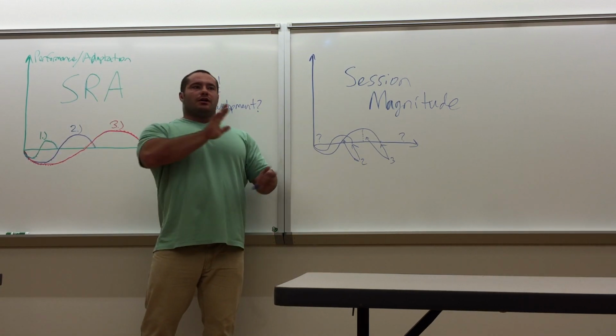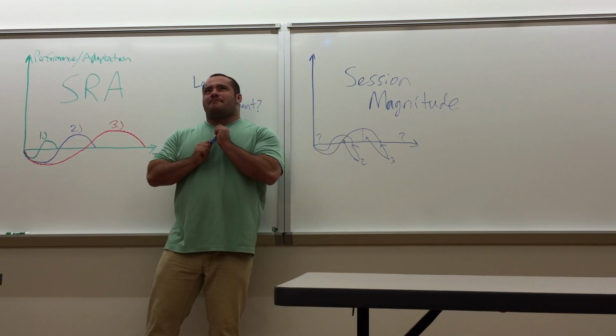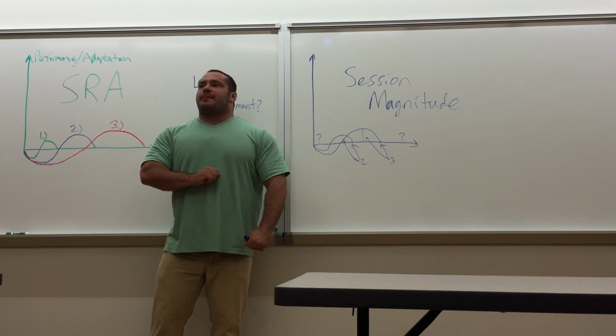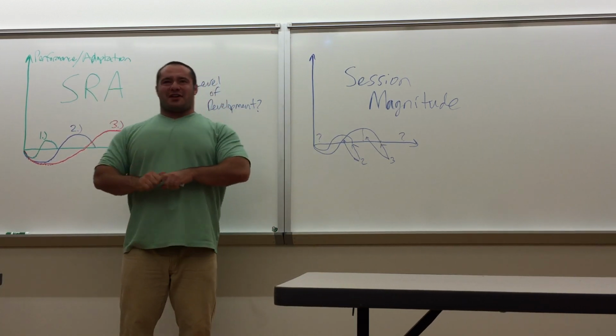There are 2 limiting factors on both sides. Factor number 1, let's say you think, okay, I want to train really frequently, so I'm going to do 50% of my 1 rep max for 1 rep once every hour.